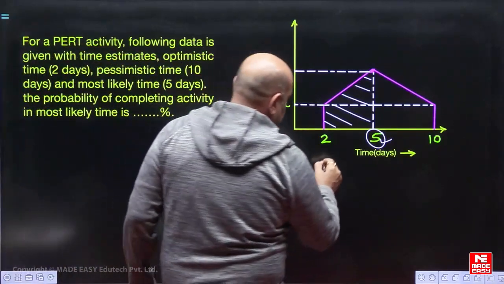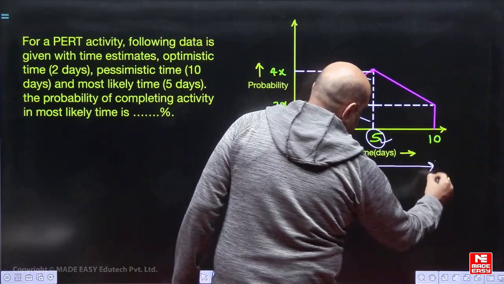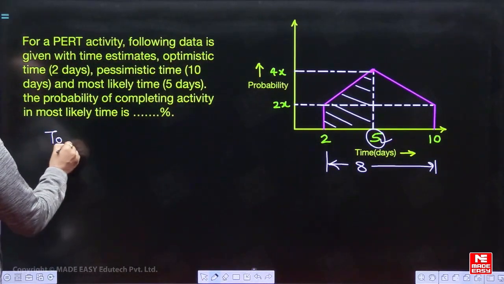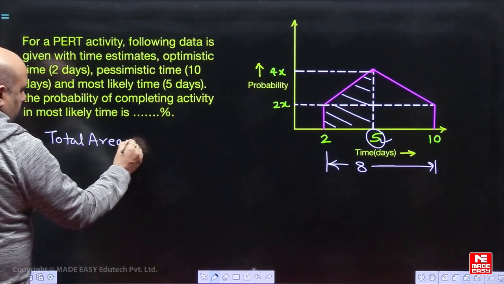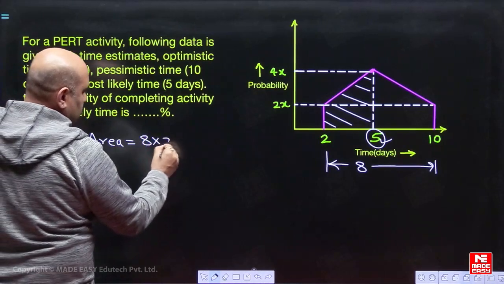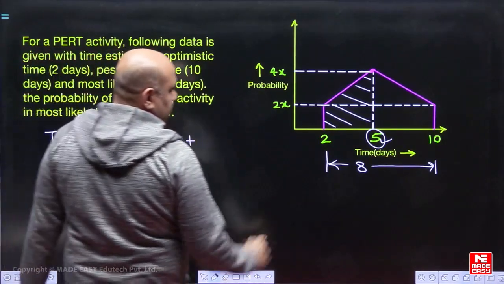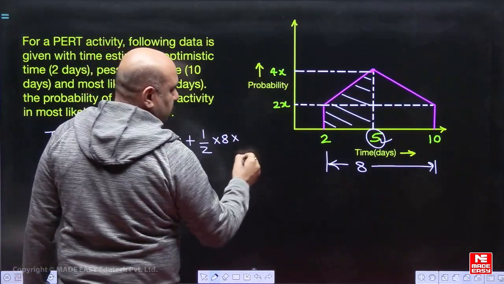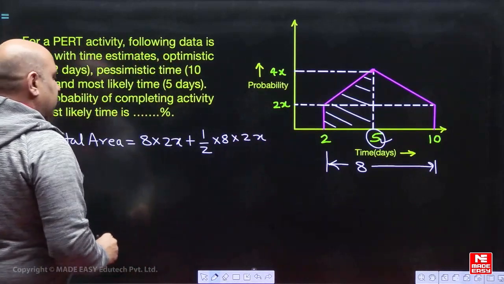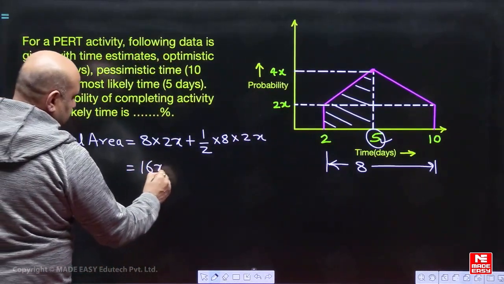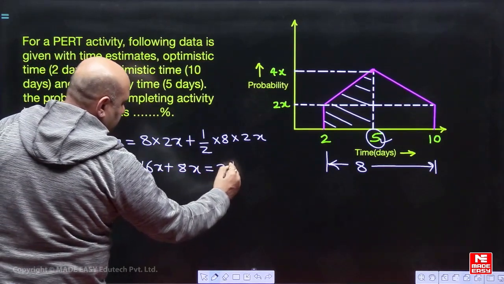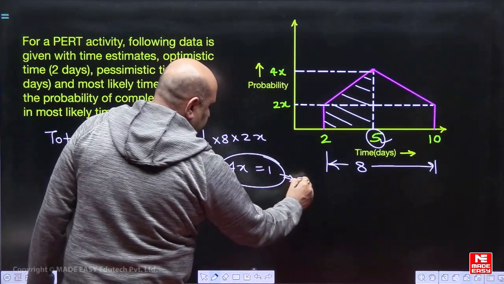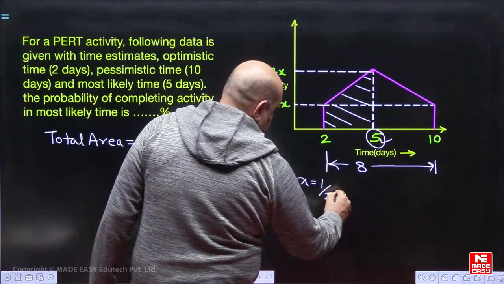Now see, the base, from here to here, is 10 minus 2, that is 8. Now this is a rectangle, so the area is base 8 times height 2x, where x is some unit they have given. Then for this triangle, half into base into height: the base is still 8 and the height is 4x minus 2x, which is 2x. So the total area will be 16x plus 8x, that is 24x, and this total area will be equal to 1. Probability cannot be more than 1. So from here we get x is 1 by 24.